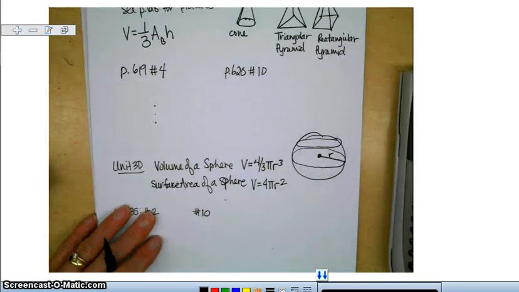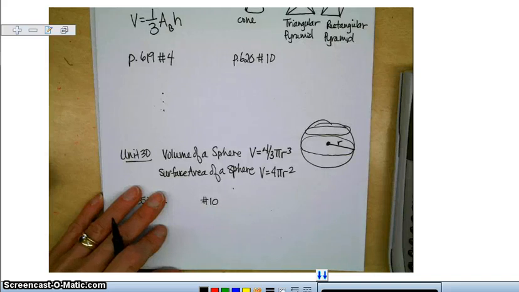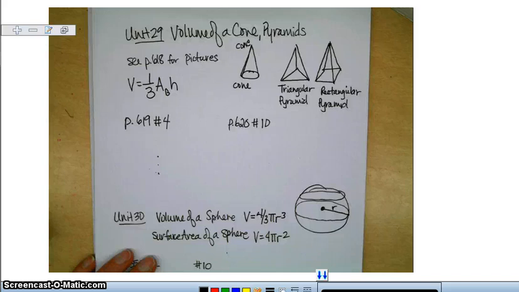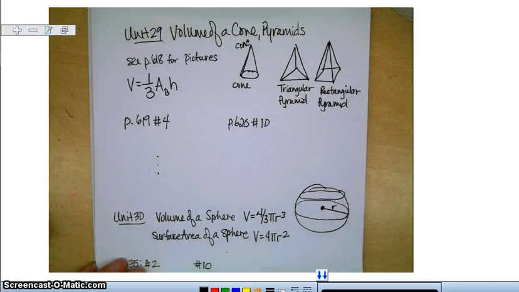All right, so now let's take a look at Unit 29. In Unit 29, we're looking at the volume of cones and pyramids. So, volume of a cone or pyramid.